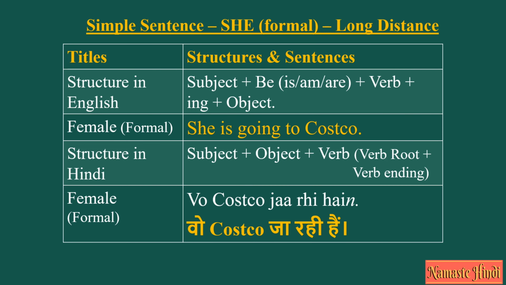Simple sentence, she formal, long distance. Structure in English: subject plus be verb plus verb plus ing plus object. Sentence in English: she is going to Costco. Structure in Hindi: subject plus object plus verb, combining of verb root plus verb ending. Sentence in Hindi: वो Costco जा रही हैं.